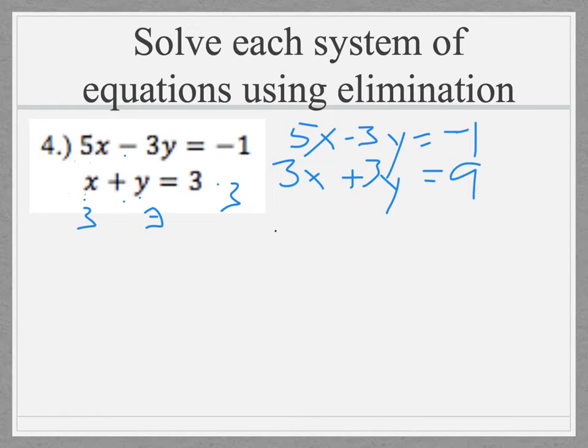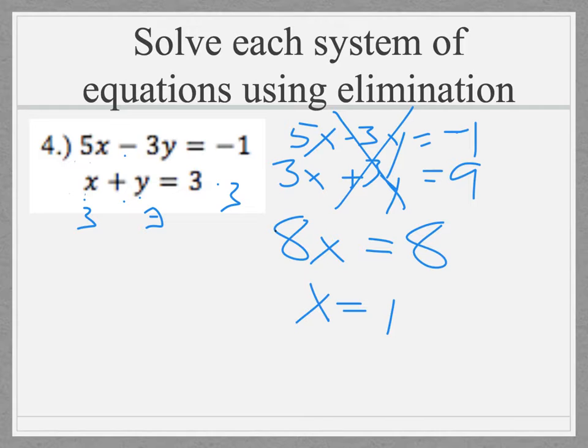Now, notice that my y's have the same number but different signs, so that allows me to eliminate. Our y's are going to cancel out. So now I have 8x equals 8, so x equals 1. Now once I have that, let's plug it back in. I'm going to plug it into the bottom one. So 1 plus y equals 3. Subtract 1 from both sides. So we have y equals 2. Let's write that as a point: (1, 2).